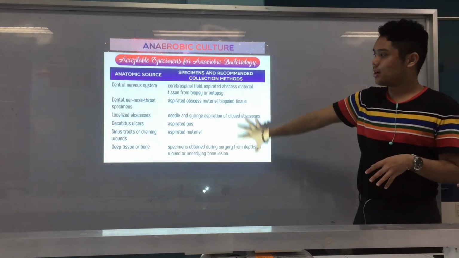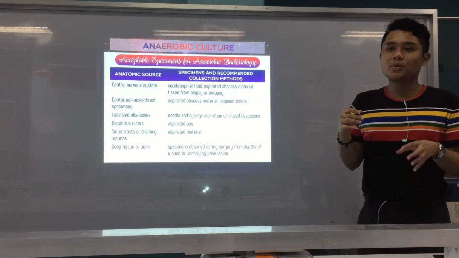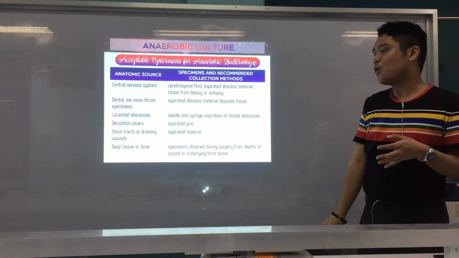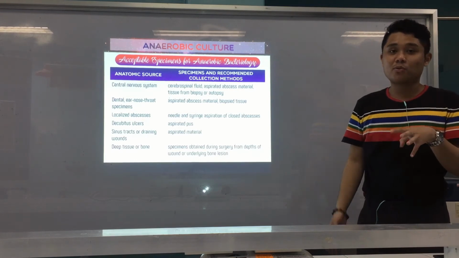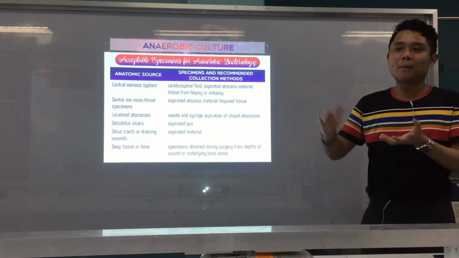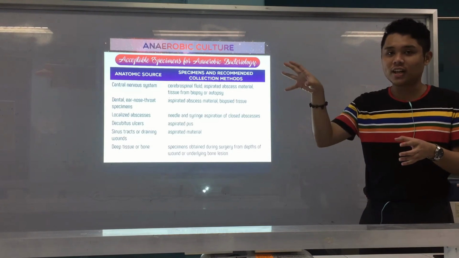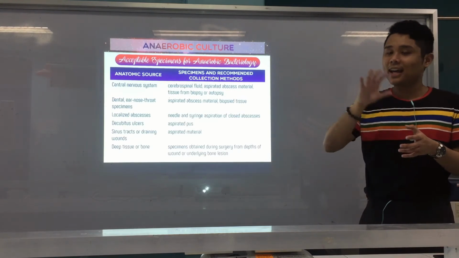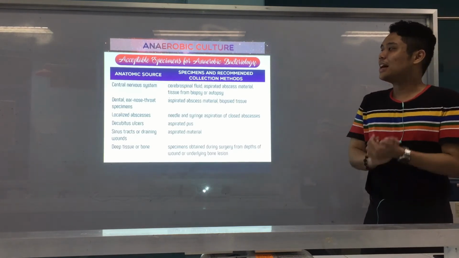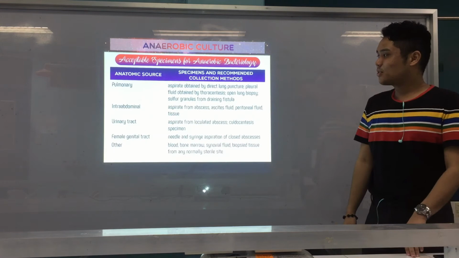So for all the anatomic sources, the acceptable specimens are usually those that are aspirated, biopsied, or from CSF or body fluid. Again, all of them are coming from deep sources, not superficial, like not from the skin. They must be deep, because these are areas where there is no oxygen, or very little oxygen, and hence where anaerobes love to live. How deep can you go? How deep is your love? Joke.